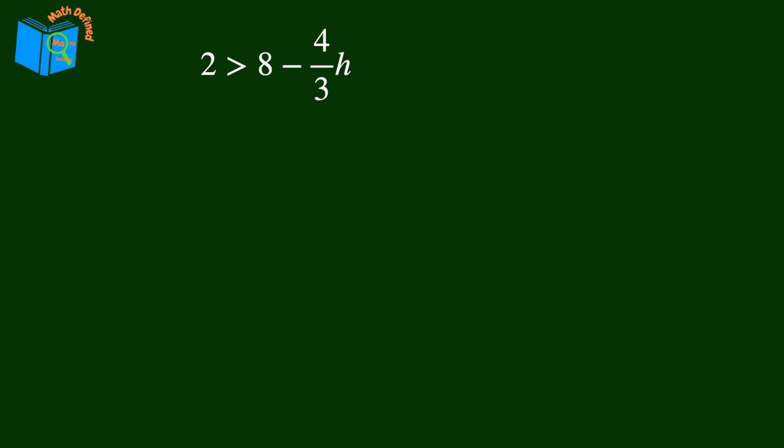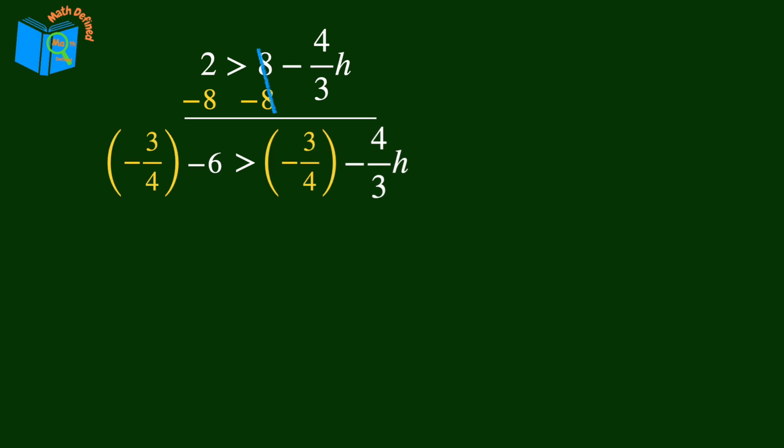Now let's solve 2 is greater than 8 minus 4/3 h. The first step is to subtract 8 from both sides. The 8's cancel out, leaving negative 4/3 h is less than. On the left side, 2 minus 8 is negative 6. The second step is to isolate h by multiplying both sides by the reciprocal of negative 4/3. And let's write this negative 6 as the fraction negative 6 over 1 to make the multiplication easier to see.